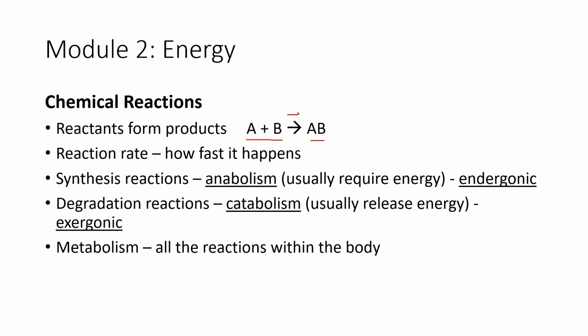The reaction rate is how fast that reaction happens. And we'll look in a minute at enzymes, which are catalysts, which can increase the rate of the reaction. Synthesis reactions in general are going to require energy. When we put energy into a reaction, we call that an endergonic. Synthesis reactions are referred to as anabolism. Degradation reactions, by contrast, generally release energy, and we call those exergonic reactions. They are a type of catabolism.